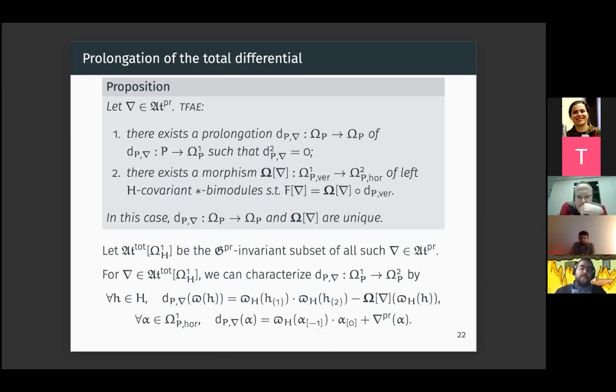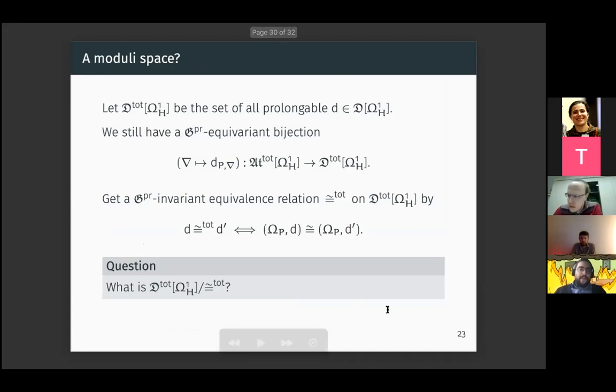And so now with all this, again, you run into this basic question: when are my calculi isomorphic or not? And if I have different isomorphism classes, is there a nice moduli space? So let's pose the problem precisely. Let this be the subset of all prolongable total derivatives from P to 1 forms that satisfies those conditions we cared about to begin with, except now they're prolongable in the sense that you have a prolongation that satisfies d squared equals 0.